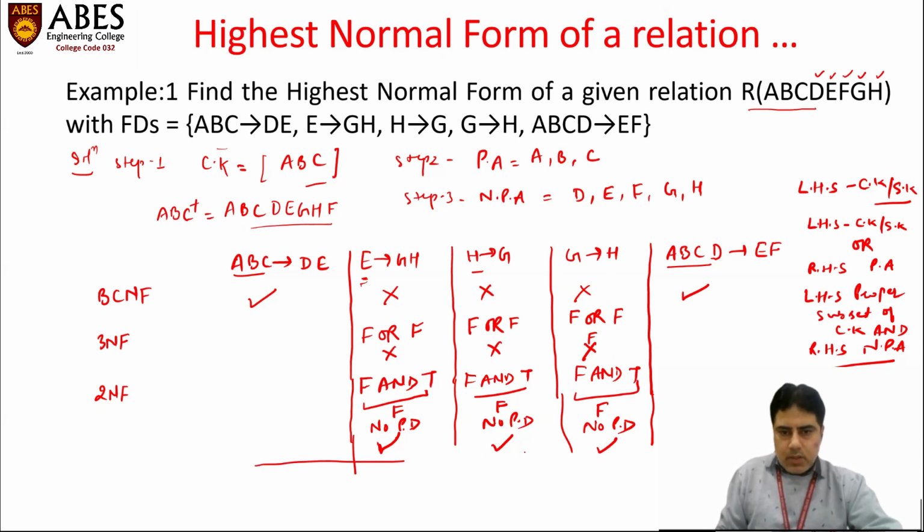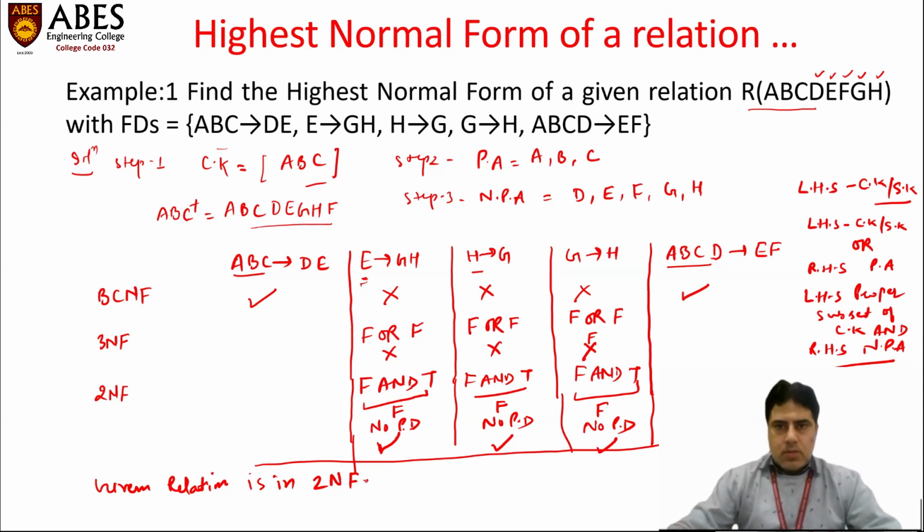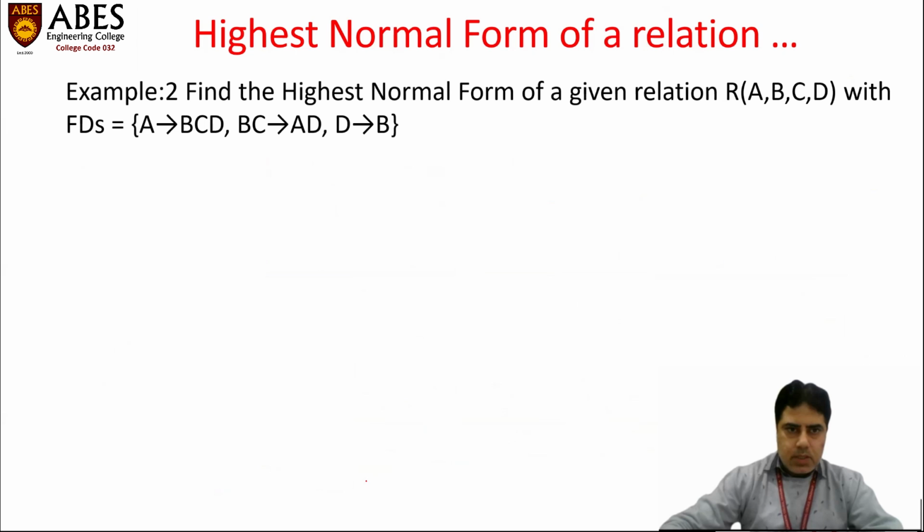So finally, all the functional dependencies are in 2NF. So we can say that the given relation is in 2NF. I hope you understand this example. Now let us take one more example.